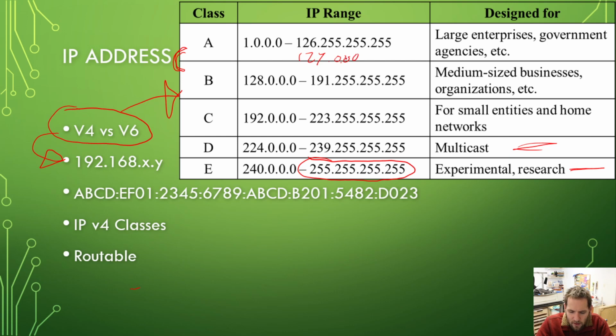so in theory we have 127.0.0.0 to 127.255.255.255 that's completely missing. So that's the only gap that we have that's actually missing.